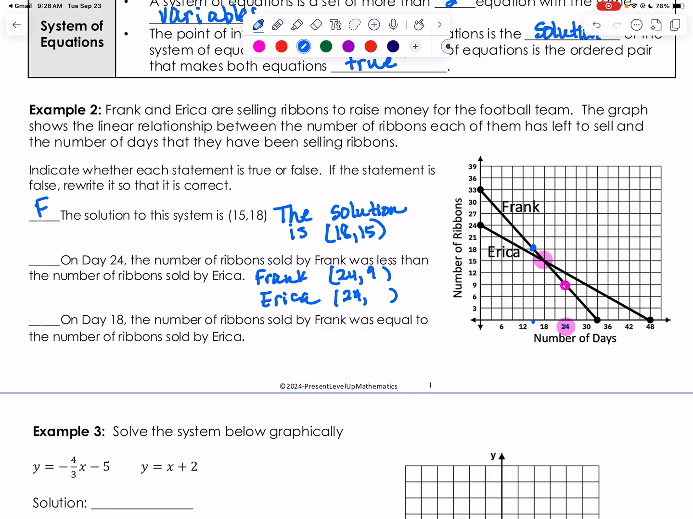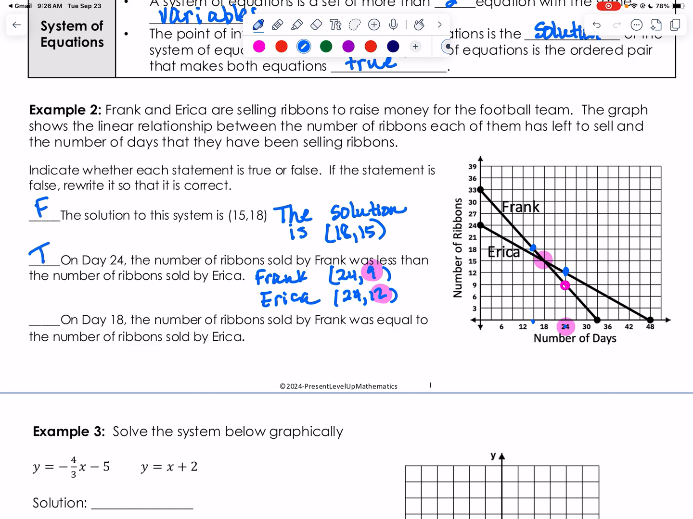And on day 24, it looks like Erica sold 12. Now let's go back and read the question. On day 24, the number of ribbons sold by Frank, which is 9, is less than the number of ribbons sold by Erica, which is 12. Well, that is true. No need to rewrite it.